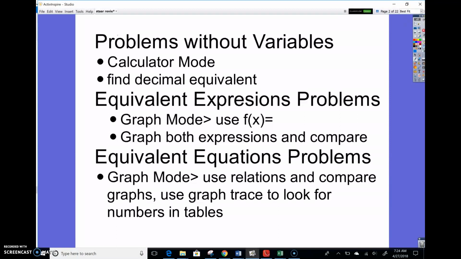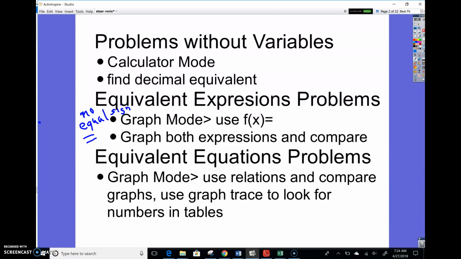For the second one, these are equivalent expressions. That means there are no equal sign. So these have no equal sign. That means you're not going to see this, okay? You graph both expressions and then you compare. Which ones are the same?